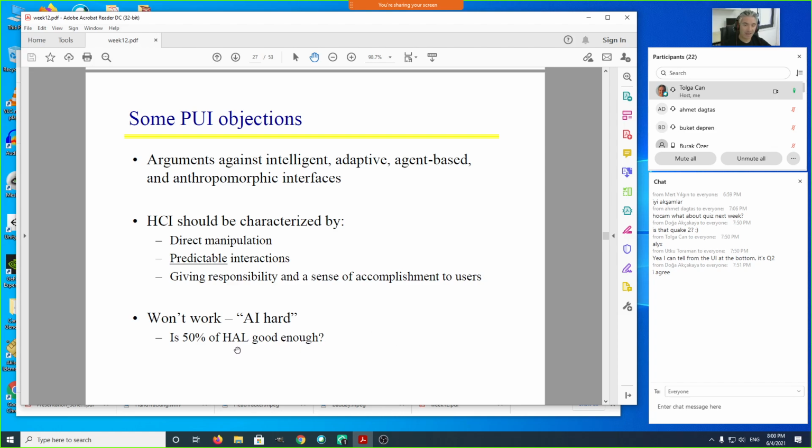This HAL is the computer from 2001: A Space Odyssey. Is 50% of HAL going to be good enough to have a conversational, intelligent perceptual interface? If you watch the movie 2001: A Space Odyssey again after you take this course, observe the computer HAL from the perspective of user interfaces, and you're going to see that HAL has many interesting capabilities.